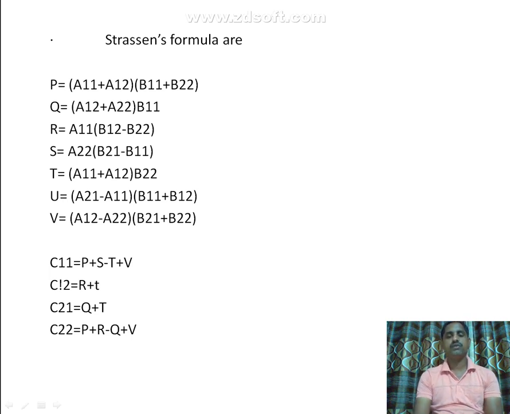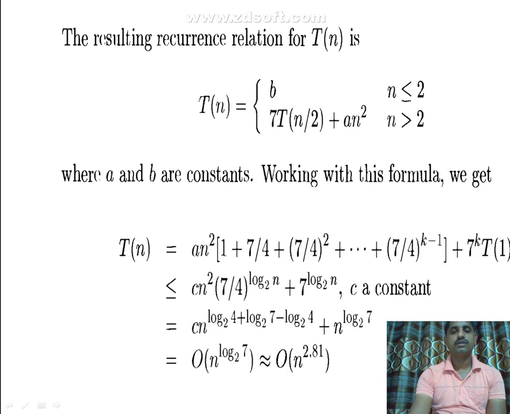Okay, so here we use 18 additions and subtractions and 7 multiplications. In that way the time complexity is big O of n power 2.81. Normally it is big O of n cube, but here n power 2.81. Whenever we use Strassen's, we can reduce the time complexity.